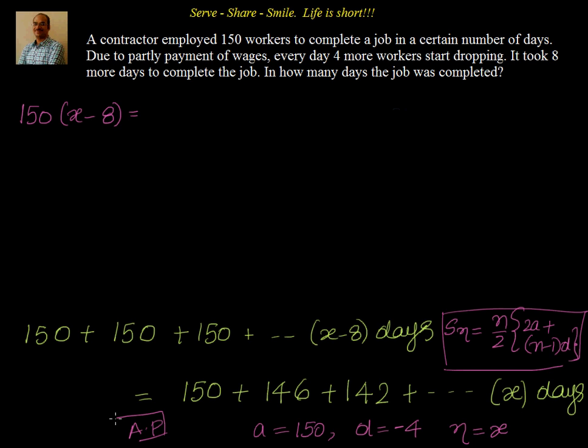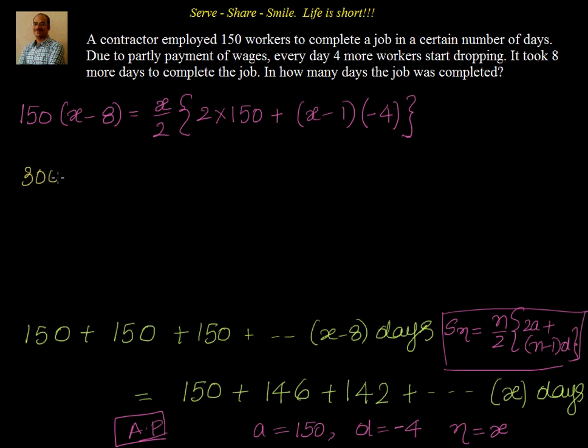Here I have an arithmetic progression as we discussed earlier. So what is the formula for the sum of n terms of an arithmetic progression? n/2, n is x here, so x/2 into 2 into a, which is 150, so 2 into 150, plus (n − 1), that's x − 1, into d, which is −4, because every day 4 workers are dropping. So this is our equation which we have to solve, and we will get our answer. The next step is to simplify this. Take this 2 to here.